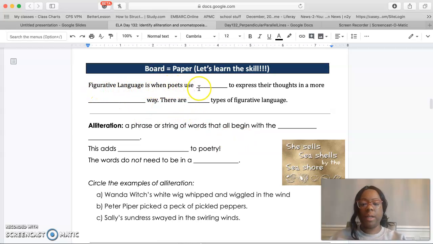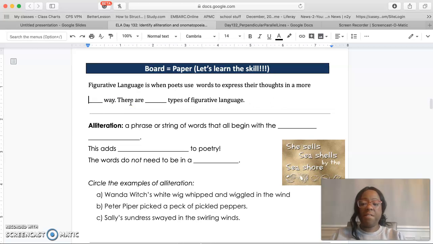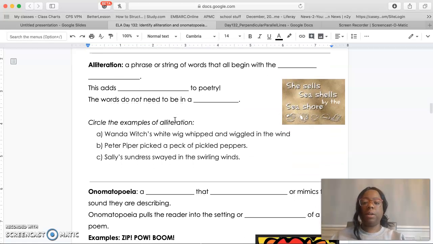Figurative language is when poets use words to express their thoughts in a more fun way. There are 6 types of figurative language. So far, we've learned about similes, we've learned about metaphors, and today we're going to learn about 2 more figurative language devices. Now, today we're going to learn about alliteration.